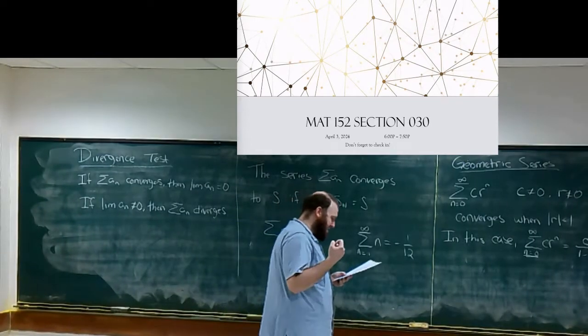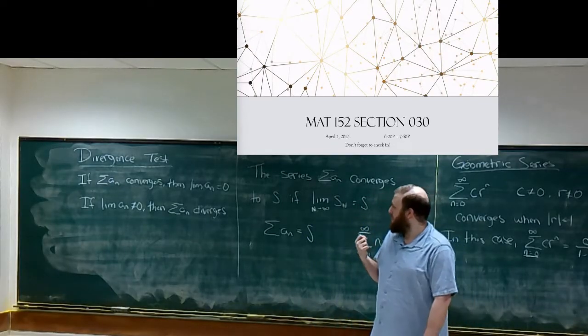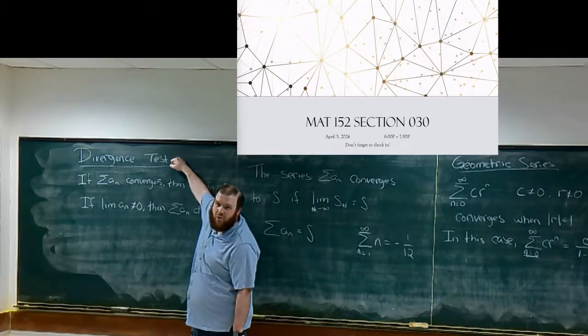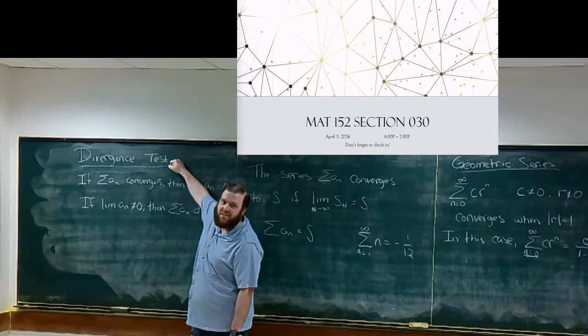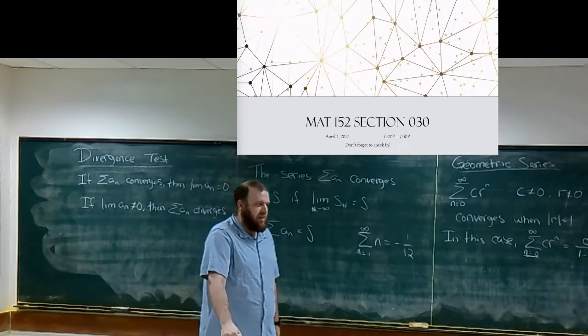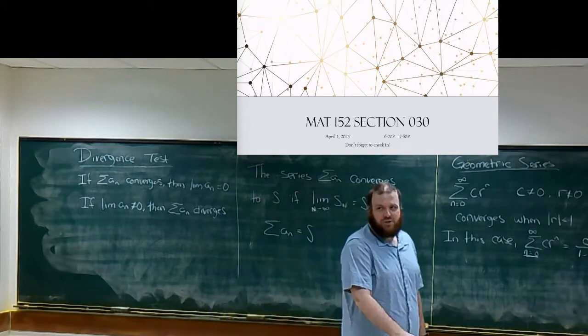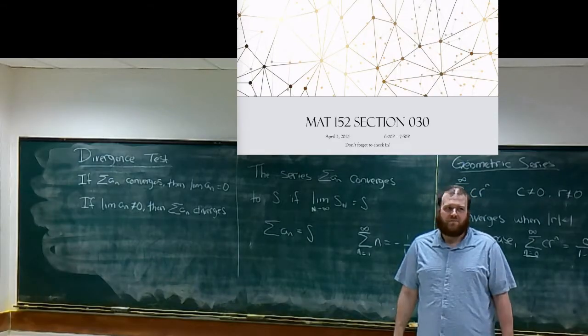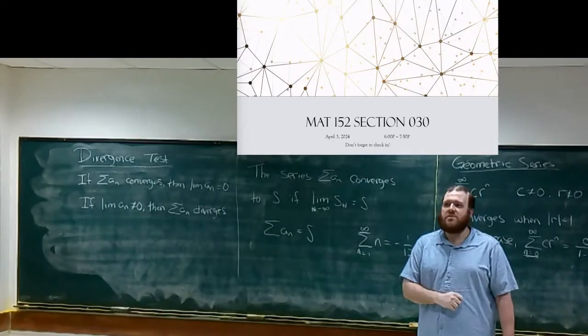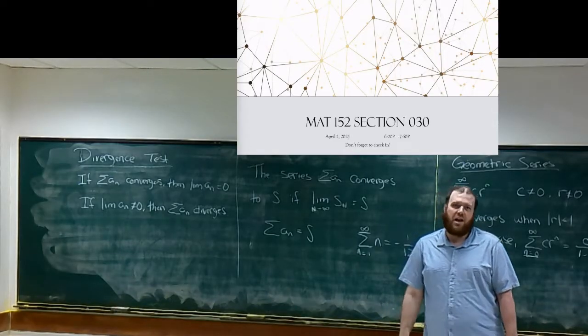So again, keep in mind, there's a reason why we call this the divergence test. It only tests for divergence. It can never conclude convergence. Right? Because again, if the limit is 0, that doesn't mean your series converges. It could still diverge.